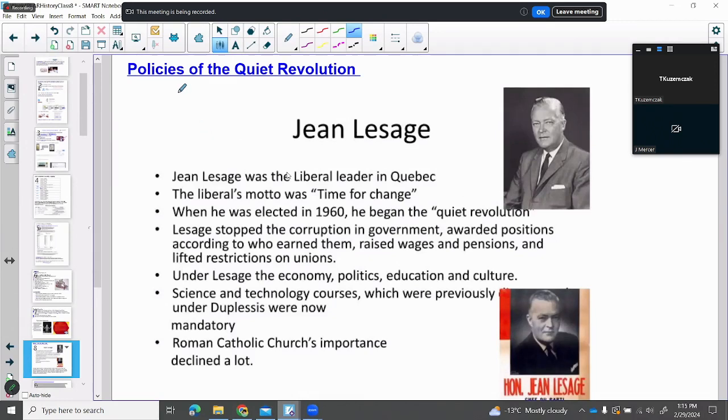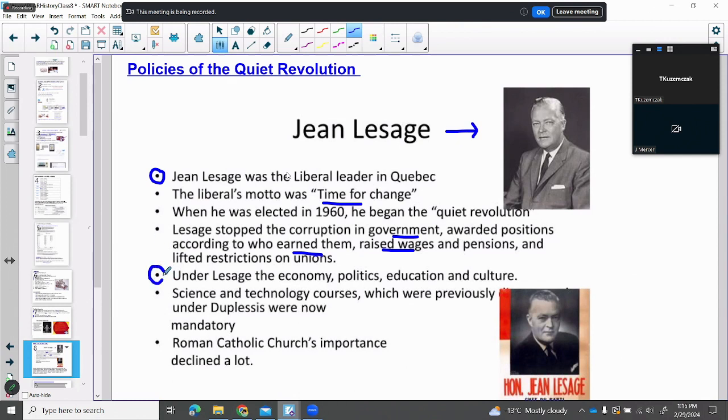Okay, the policies of the Quiet Revolution. Again, there's a picture of Jean Lesage on the right-hand side of the slide here, and he was the Liberal leader in Quebec. His motto was "Time for Change." When he was elected, he began the Quiet Revolution, as mentioned. Lesage stopped the corruption in government. He awarded positions according to who earned them. He raised wages and pensions, and he lifted restrictions on unions.